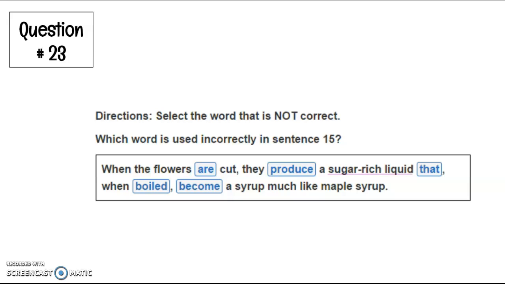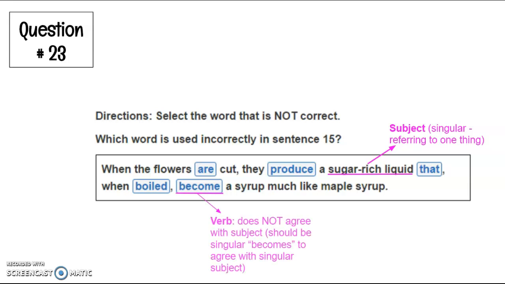Let's take a look at why. Okay, so we have a sugar-rich liquid. So this subject, it's singular. It's referring to one thing. Become is the verb that goes along with it, but it does not agree with that subject. It should be the singular becomes to agree with the singular subject, sugar-rich liquid. So that is why becomes is the word that's not used correctly here.